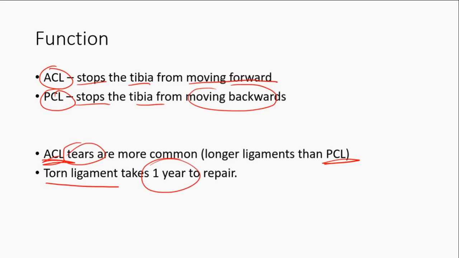So the aim of the video was essentially to highlight that key point, which was that the ligaments get their names according to where they insert onto the tibia.